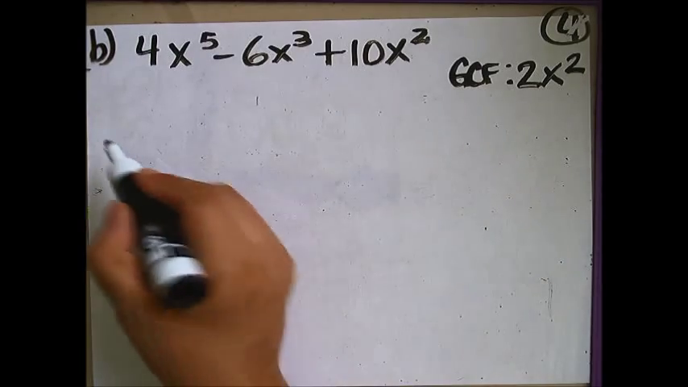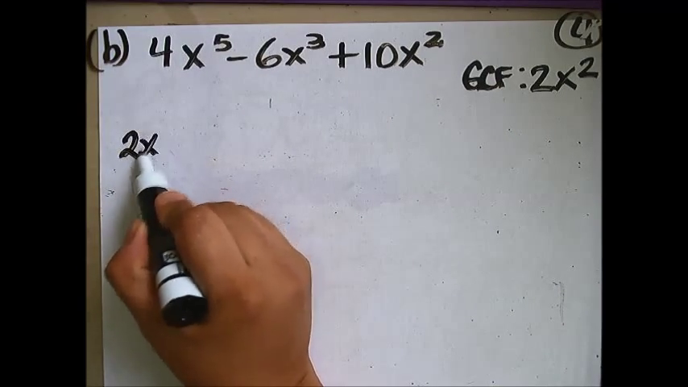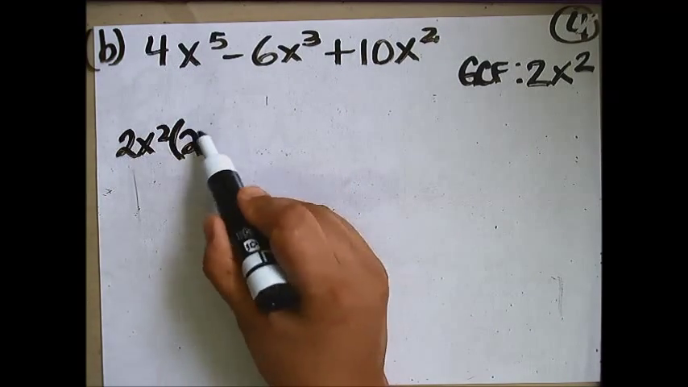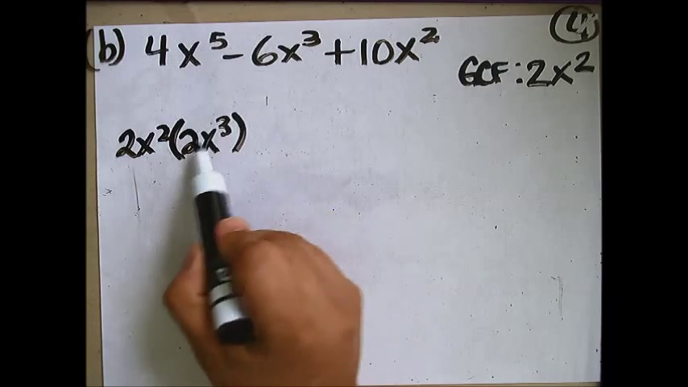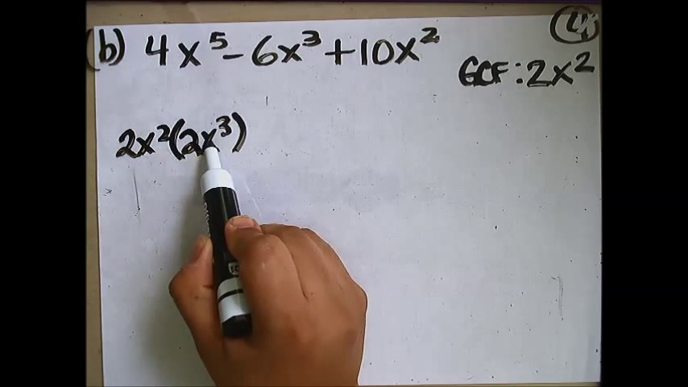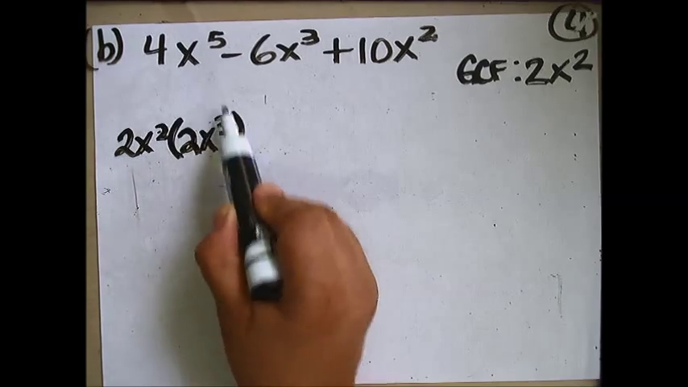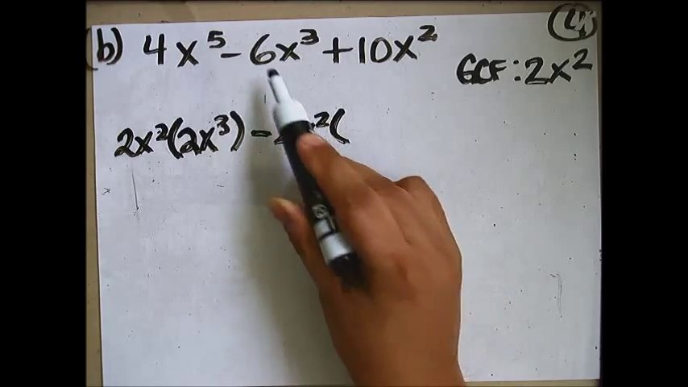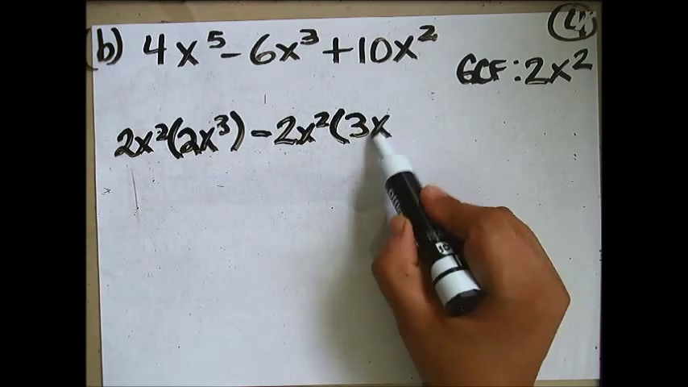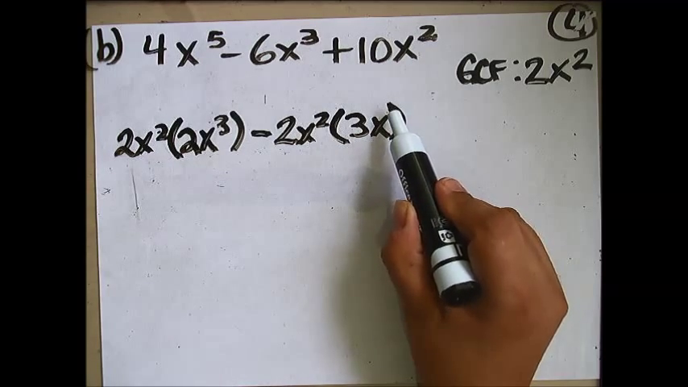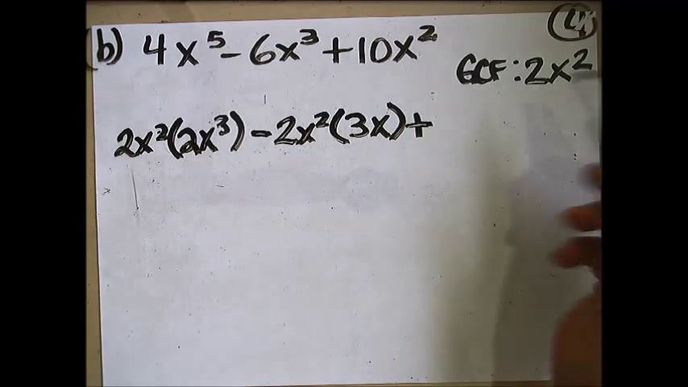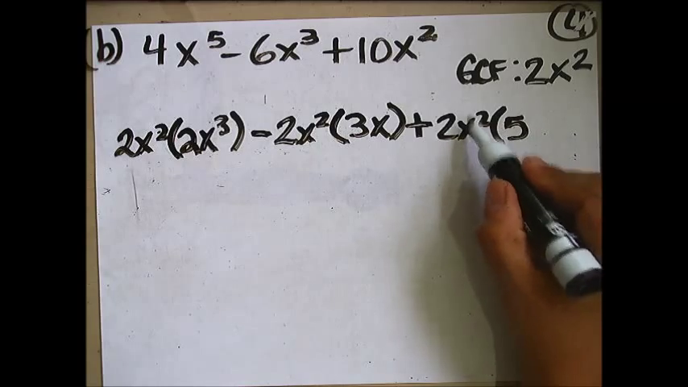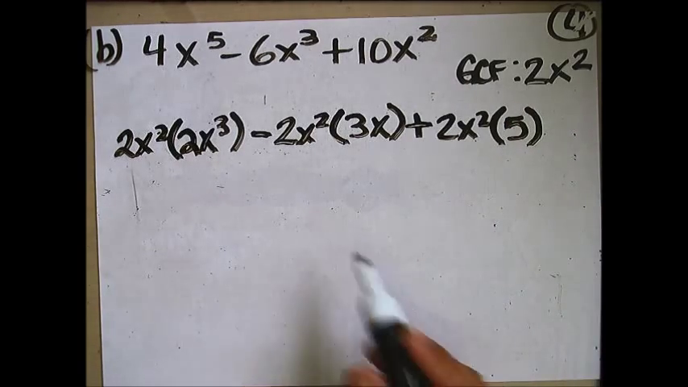Okay? So let's go ahead and do what we did earlier. So we have 2x squared times 2 times 2 will give you 4. X squared times x to the 3rd will give me x to the 5th. Remember your laws of exponents. So same base, you add your exponents when you multiply. So 2 plus 3 is 5. Okay, minus greatest common factor times 2 times 3 is 6. X squared times x will give you x to the 3rd. Remember there's a 1 here, so 1 plus 2 is 3. Plus 2x squared times 2 times 5 is 10. X squared times 1 is x squared, so we're done there.